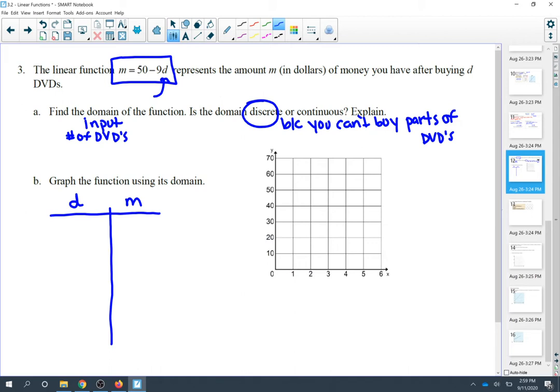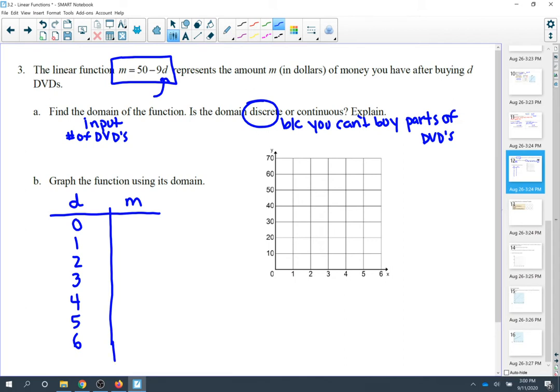Now, find the domain. That's your DVDs. Is it discrete or continuous? We said it was discrete. Letter B, graph the function using the domain. So we're going to finish our idea of domain. The number of DVDs that we can buy, well, we could buy 0, maybe 1, 2, 3, 4, 5, 6. I'm running out of room, so I'm going to stop there for now.